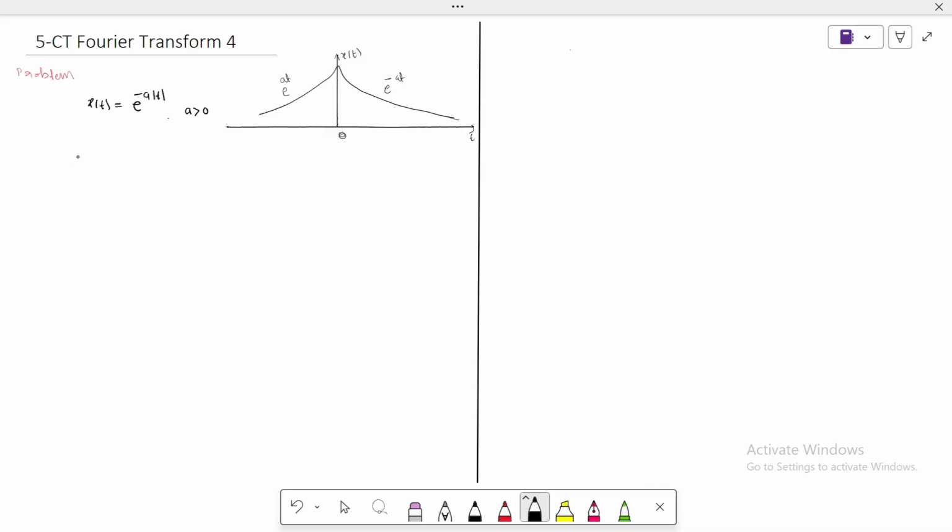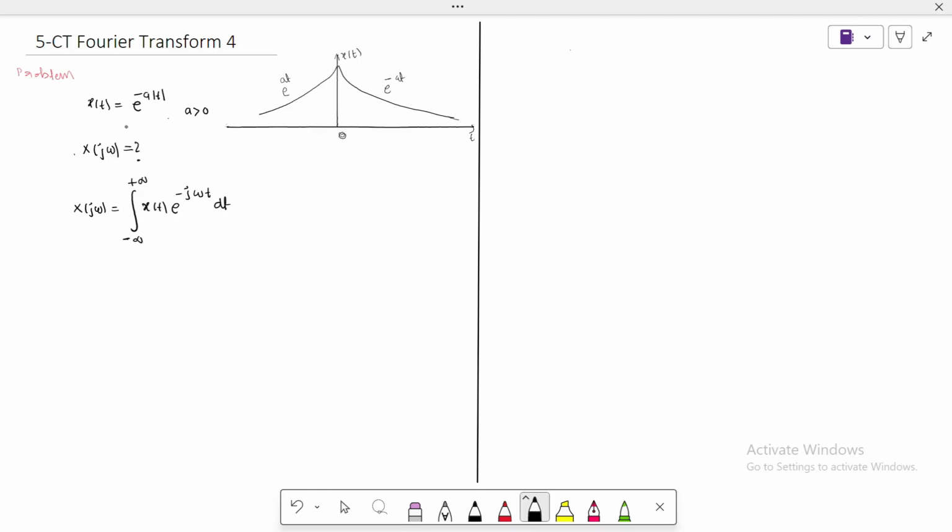Now find the Fourier transform X of j omega. We know the formula: X of j omega equals the integral from minus infinity to plus infinity of x of t into e power minus j omega t dt.